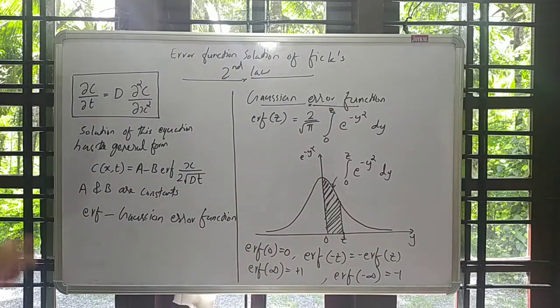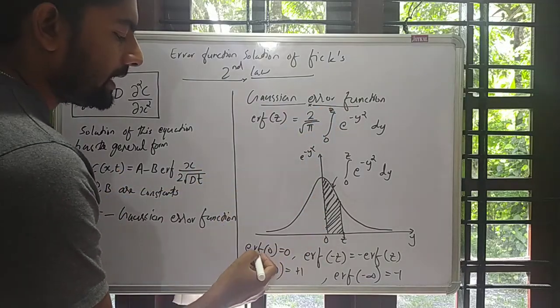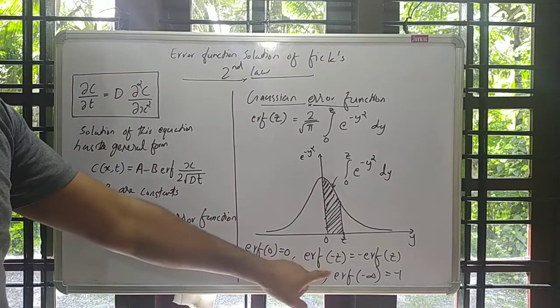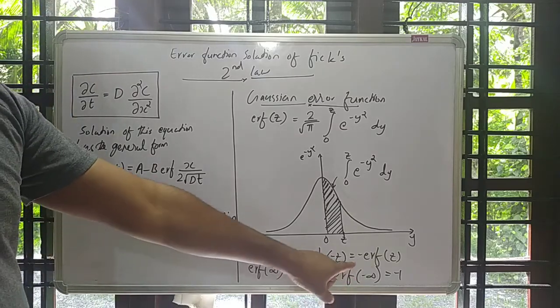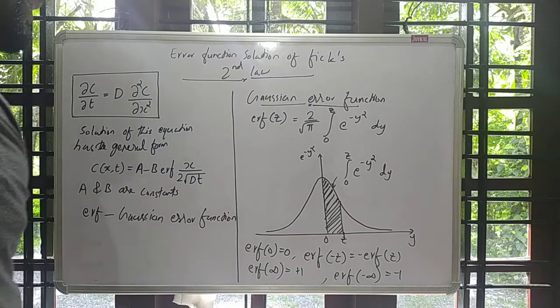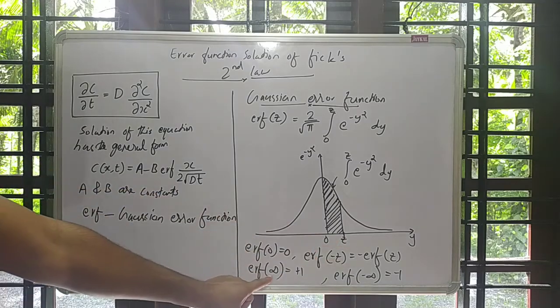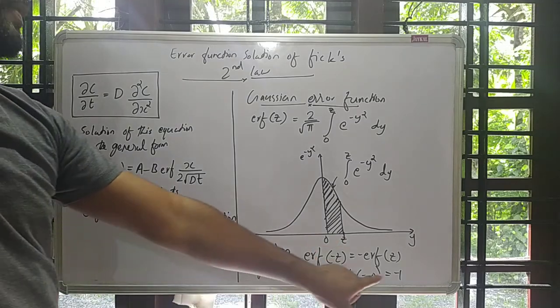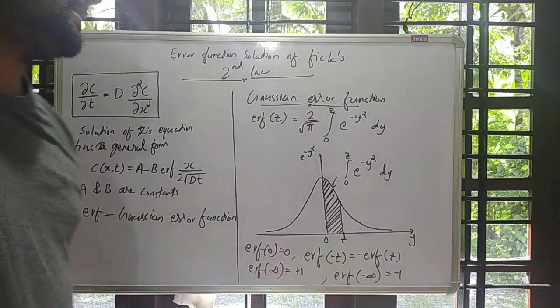Okay, and I am introducing some of the properties here. The error function of 0 is equal to 0. The error function of minus z is equal to minus the error function of z. These are the characteristics. The error function of infinity is equal to plus 1. The error function of minus infinity is equal to minus 1. Okay.